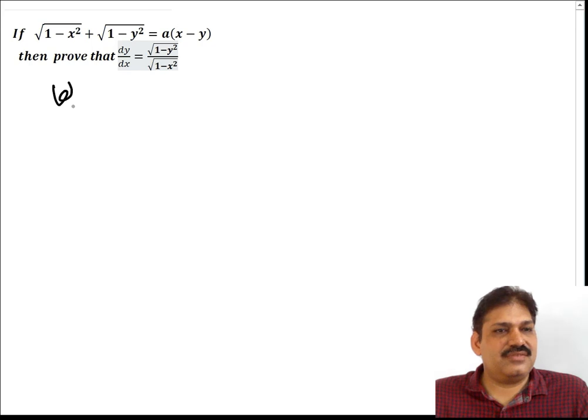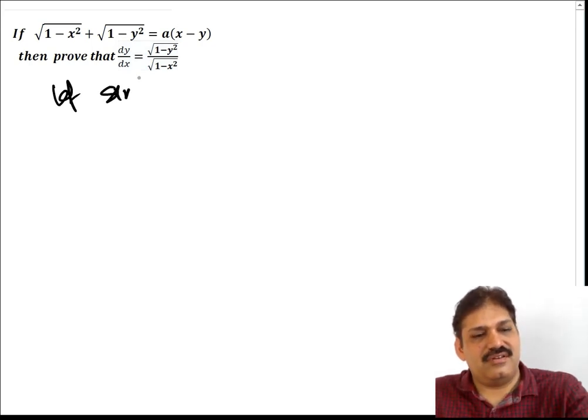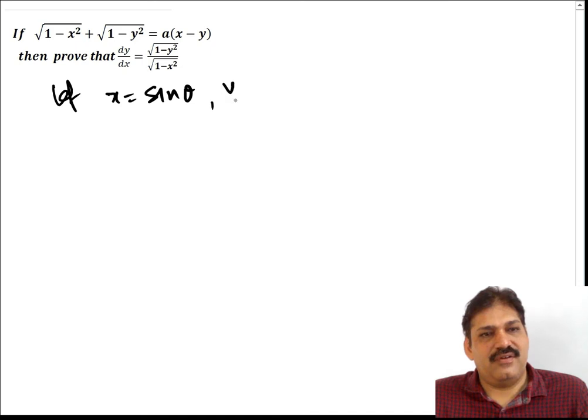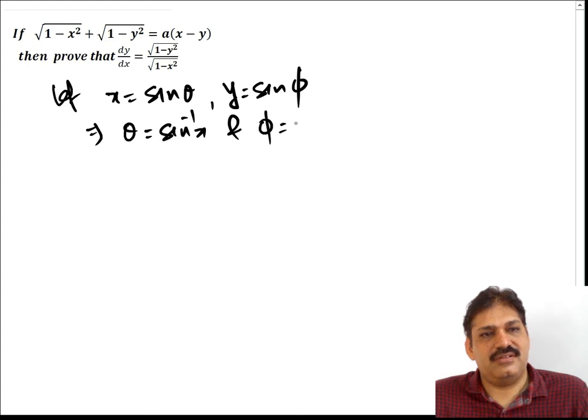What we do, we make some substitution, and that is simply, if I take x as sine theta and y as sine phi, that is theta is equal to sine inverse x and phi is sine inverse y.